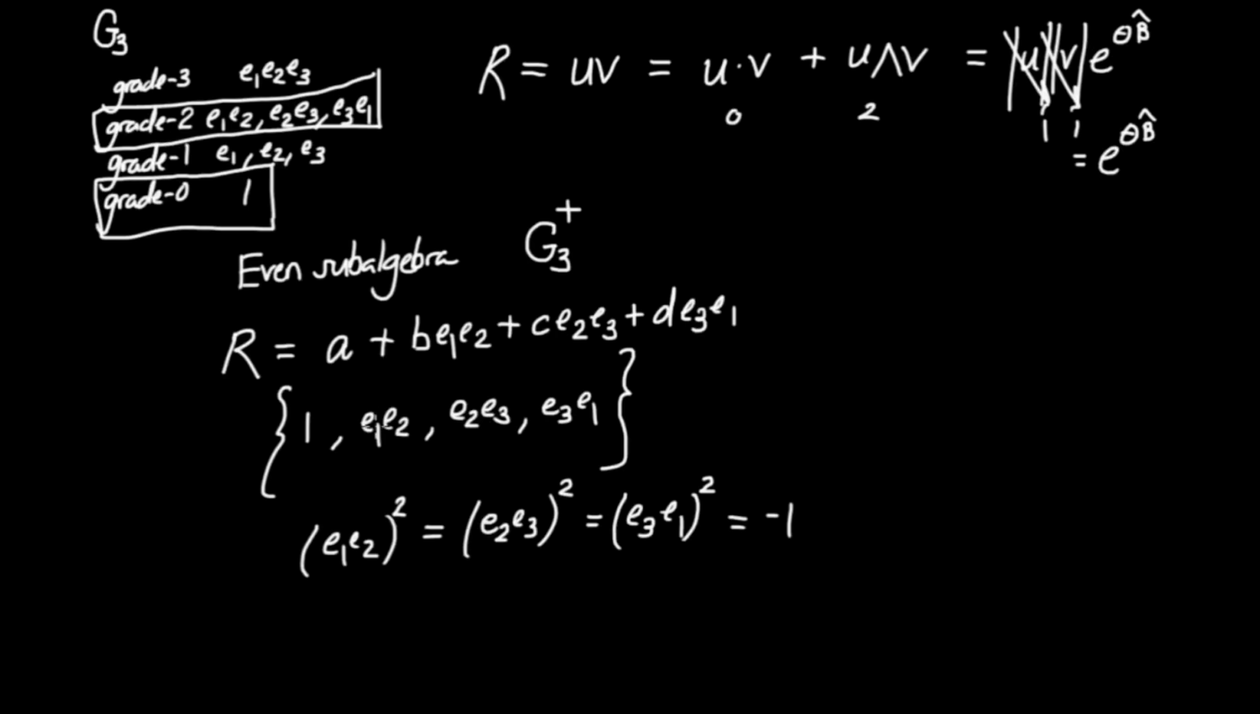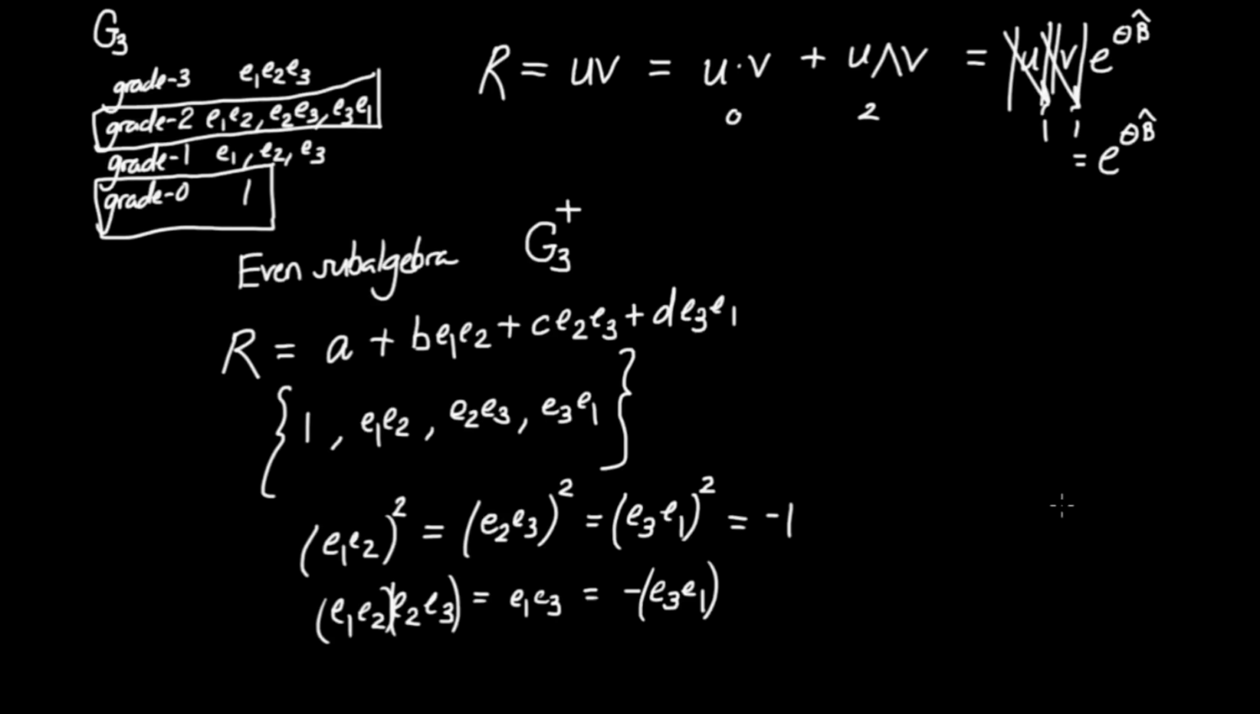Now, take a look at this times this one. E1E2 times E2E3. What does that give us? We have E2 squared there. That's just equal to 1. So we're left with E1E3, which is also equal to minus E3E1. So what I get is one basis element times the other, giving me a scalar multiple of the remaining one.